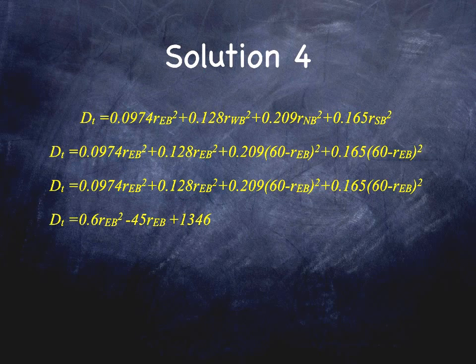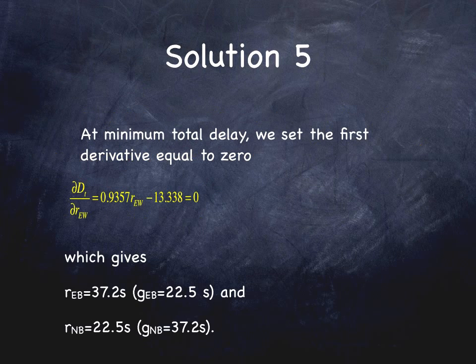Our objective is to minimize the total delay. How do we minimize a function? Well, we use calculus. We take a derivative and set it equal to 0. So we take the derivative of our total delay with respect to the red time on the eastbound approach and set that equal to 0, which is 1.2 times the red time on the eastbound approach minus 45. This gives us a red time of 37.2 seconds. Because the effective green time is the cycle length minus the red time, that gives us a green time of 22.5 seconds on the eastbound approach.